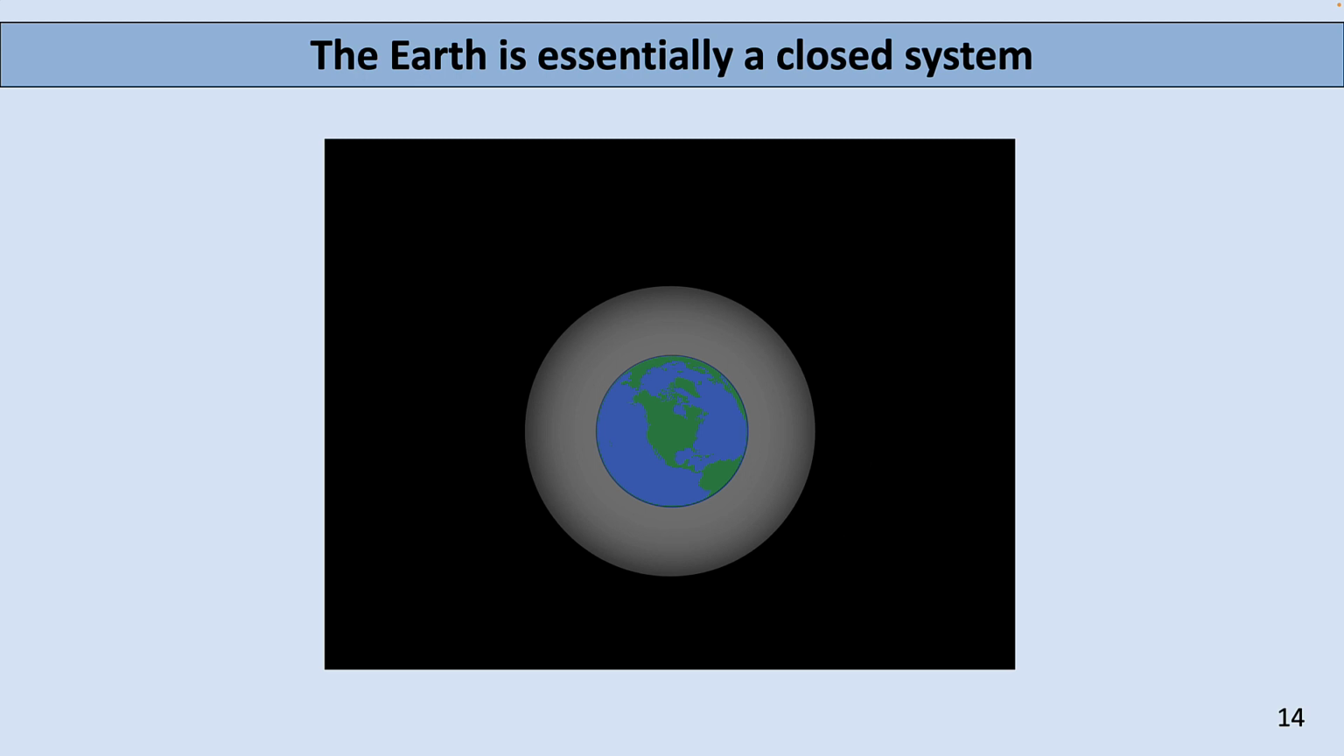Here is why the Earth is essentially a closed system. There is essentially no net change in the amount of matter within the Earth system. Thus, the Earth is not growing. Basically, the matter within the Earth system stays within that system. The Earth is finite. The exosphere is the boundary of the Earth system.